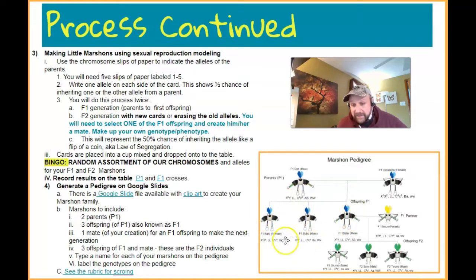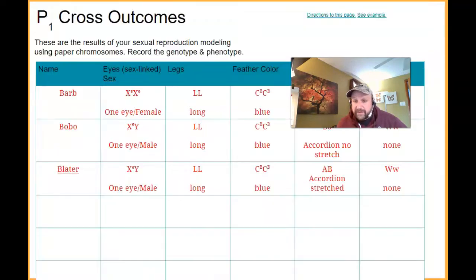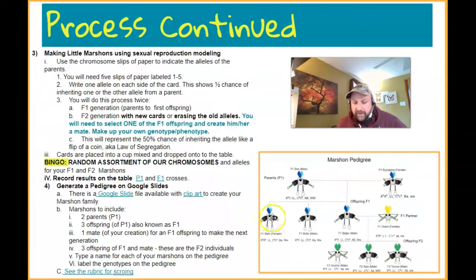Right, and you can see this class has already done this because I took this from another class, and we're going to show you using chromosome paper cutouts how to figure out actual outcomes. All right, so I'll show you how to cut the paper and fill out the alleles and things like that. But what we're going to end up with is this, right? We already have these individuals. We have Barb, Bobo, and Blater are the offspring, and here they are: Barb, Bobo, and Blater. So they were already produced by this couple, and we'll show you how this group got those and how do we maybe make another offspring.